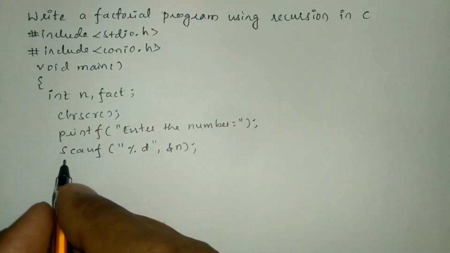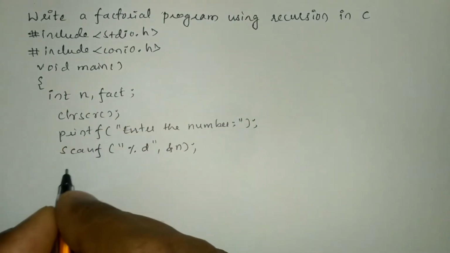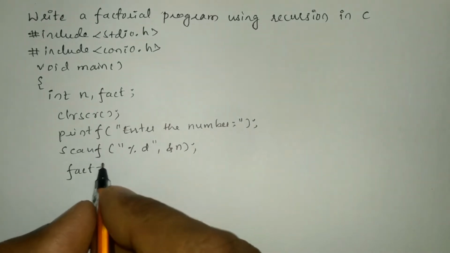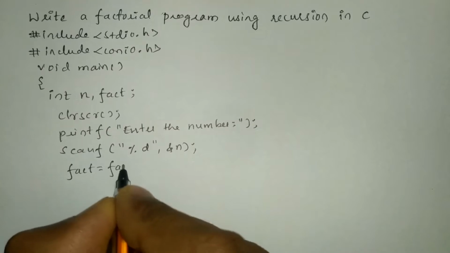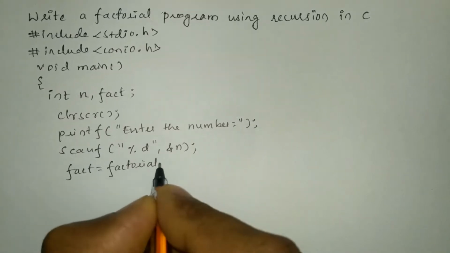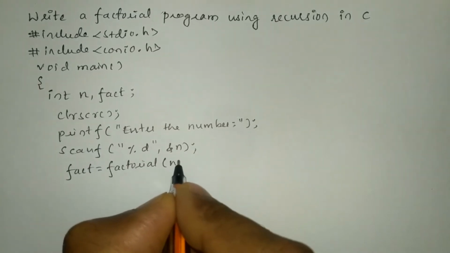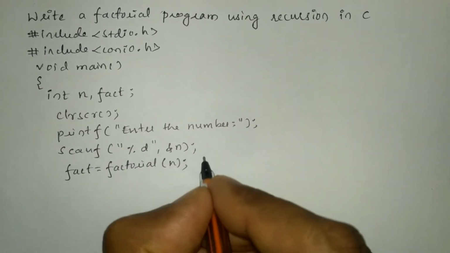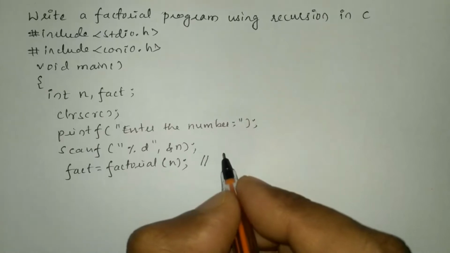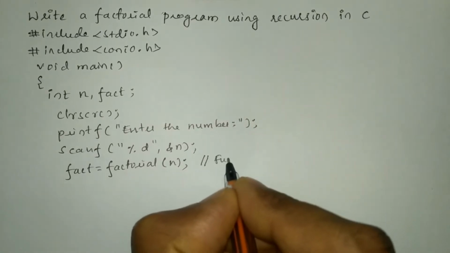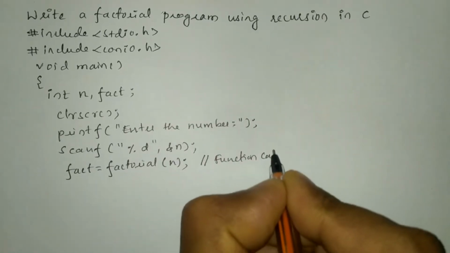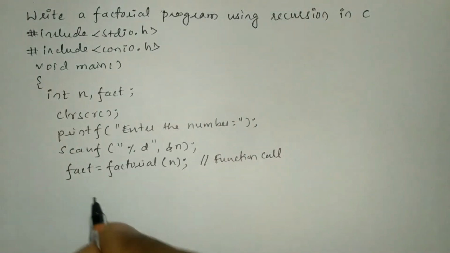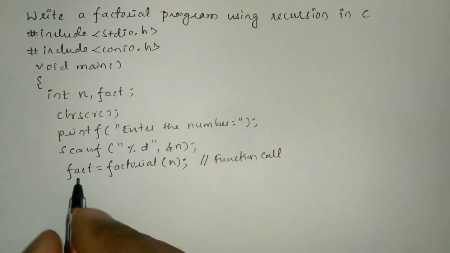and a semicolon. Now let us write this variable fact is equal to, and then we are going to write a function called factorial. Here I'm going to write factorial and we are going to pass this value n as an argument and put a semicolon. In a single line comment I'm going to write here: this is a function call. Whenever the compiler encounters a function call, immediately the control jumps to the function definition.